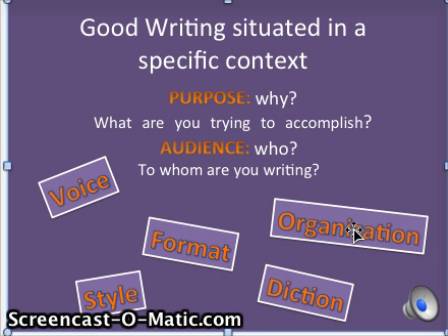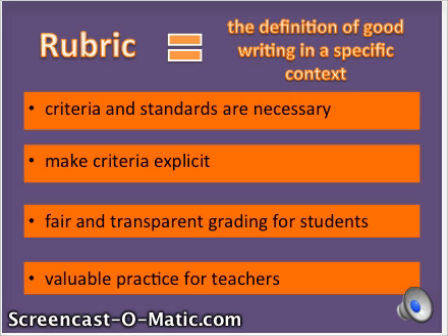How should you organize what you've done? What format should it be in? What diction should you use? What voice? What style? You make those decisions based on purpose and audience. In other words, you define the standards or the criteria that will make that piece of writing work for that purpose. And that's really all that a rubric does: it defines good writing in a specific context or for a specific assignment.